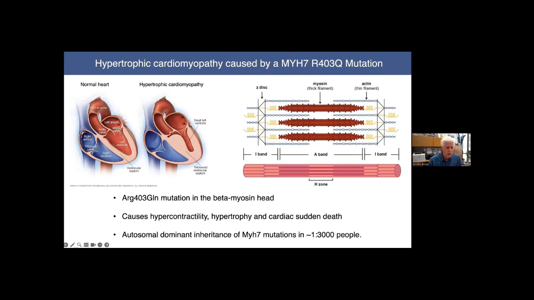Approximately 1 in 3,000 people harbors a myosin heavy chain 7 mutation, and about 2% of these harbor the arginine 403 to glutamine mutation, which was the first mutation discovered and characterized in humans by the Seidman lab. And this is an extremely severe mutation which causes hypercontractility, hypertrophy, and cardiac sudden death. So about half the patients with this mutation die of cardiac sudden death by the age of 45. And this mutation essentially reduces myosin's ability to be released during contraction and leads to hypertrophy.